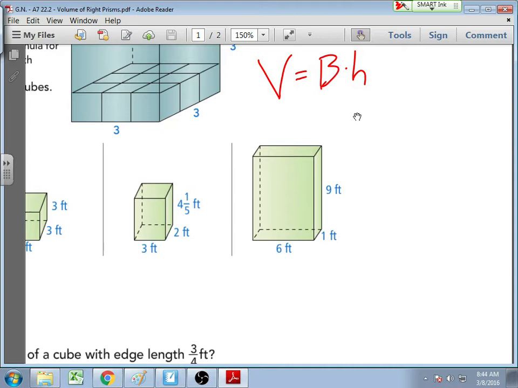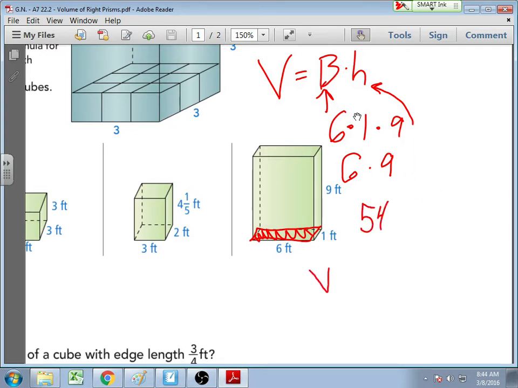We're going to use our same formula, big B times H. I'm just going to choose the bottom side as my base because it's easier that way. So for big B, I'm going to do 6 times 1. Sorry about the smartboard glitch. 6 times 1, and then times the height. So the height is going to give me 9. So 6 times 1 is just 6. 6 times 9 gives me 54. Sorry, that's that bad patch on my smartboard. And I see that my volume is 54 feet cubed.